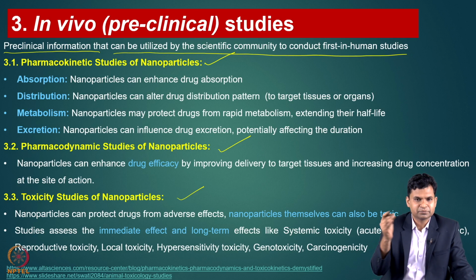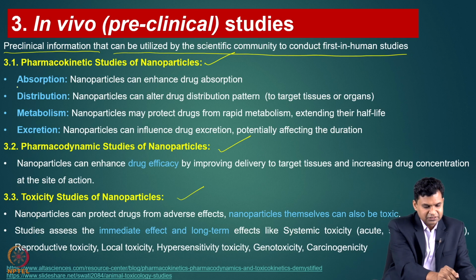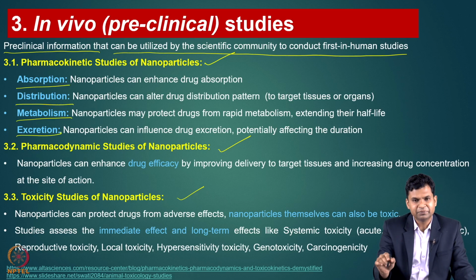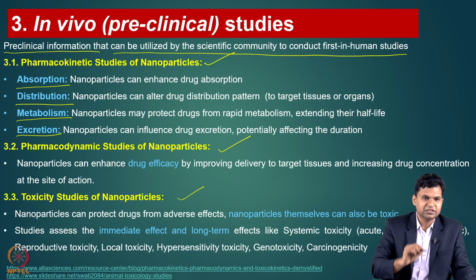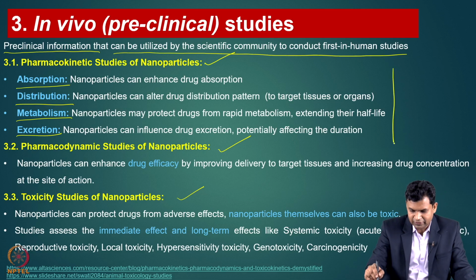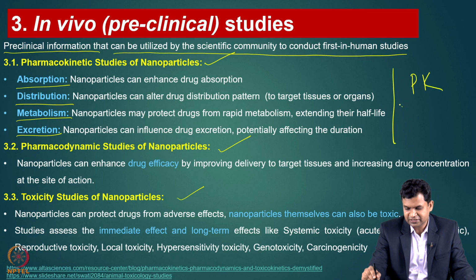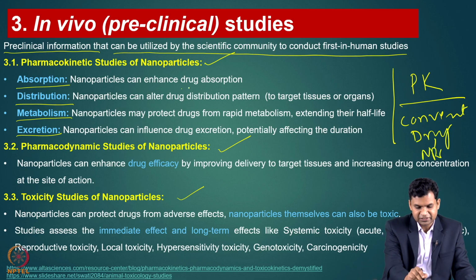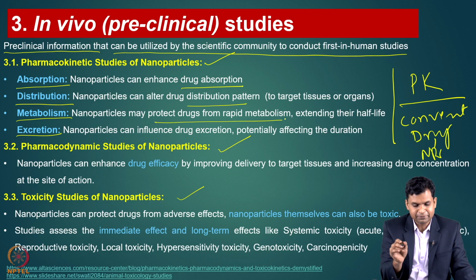Pharmacokinetics can be influenced by the nanosystems, that is, absorption, distribution, metabolism and excretion can be modified by using the nanosystems. So, that is why you need to compare your PK studies, pharmacokinetic studies, with your conventional formulations as well as with your drug and the nanoparticles, right. It will affect the drug absorption and the distribution pattern as well as the metabolism and definitely excretion.